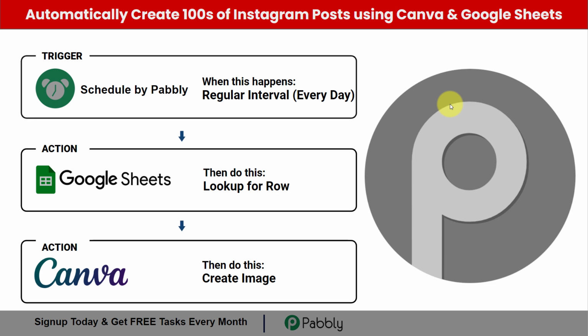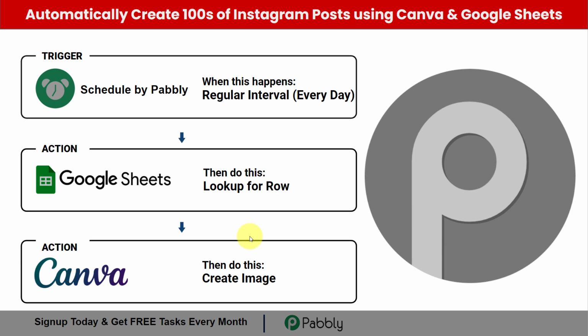So to build this automation, I have created a spreadsheet in Google Sheets where I have entered hundreds of daily inspirational quotes with their post date and the author name. I want every day on a specific time, my automation should run and then it should look up a row in my Google Sheets based on the post date which I have entered in my Google Sheets row. And after looking up that row, automatically using that detail, a new image should be created in my Canva account using the specific template which I have created in my Canva account.